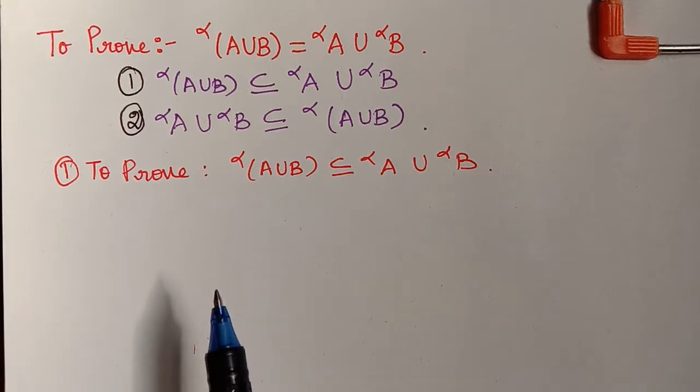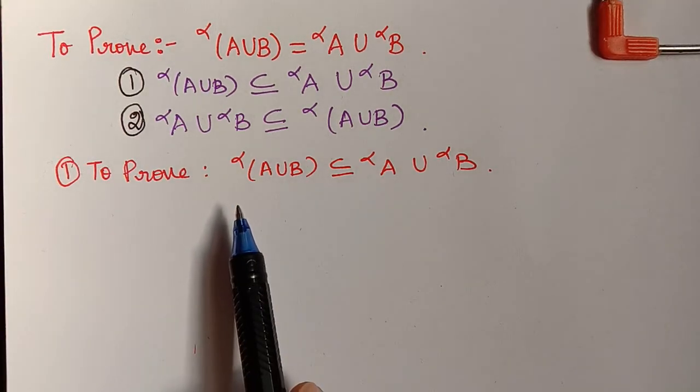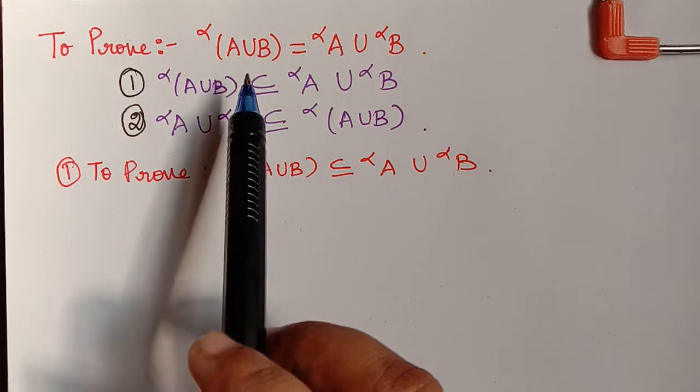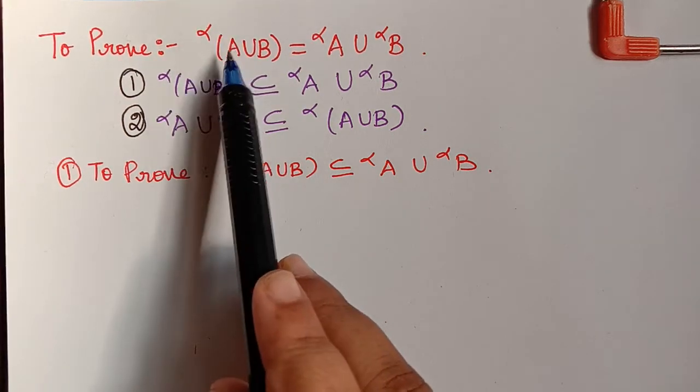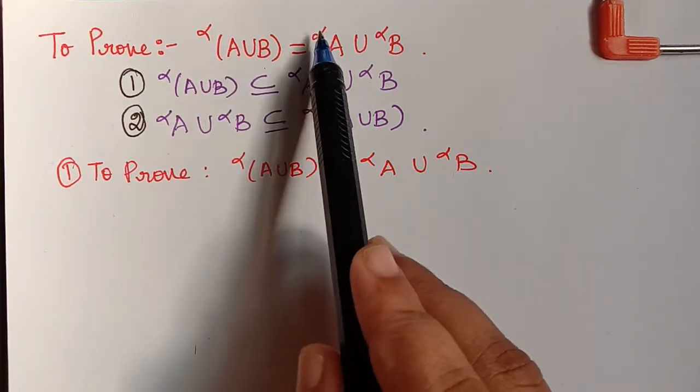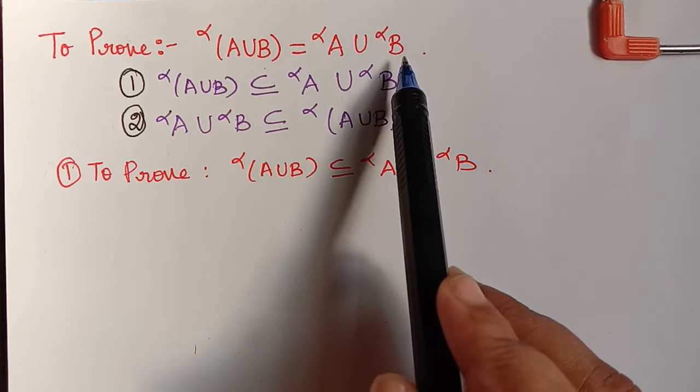Hello students, this is a continuation of our previous video. Now the second part of the third property is we have to prove that alpha cut of A union B is equal to alpha cut of A union alpha cut of B.